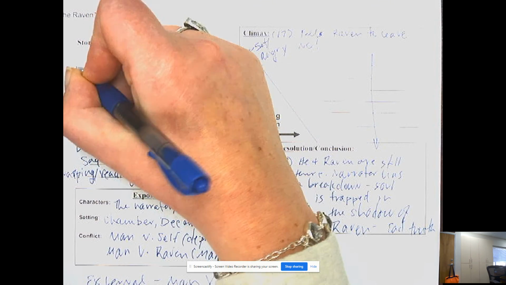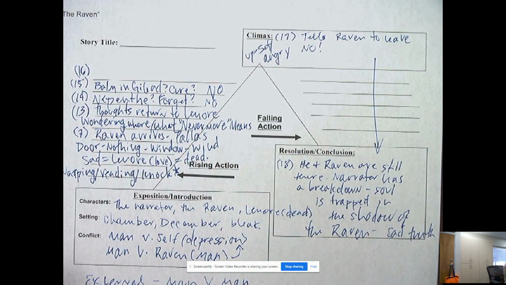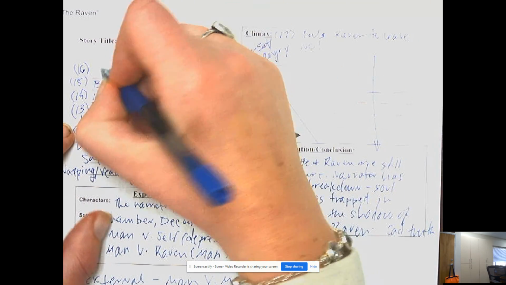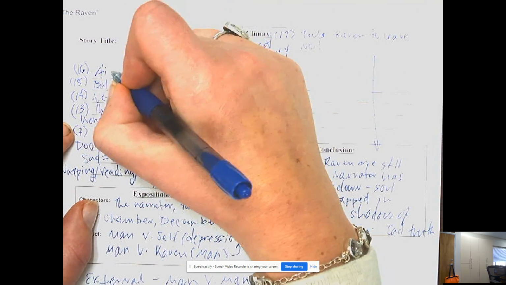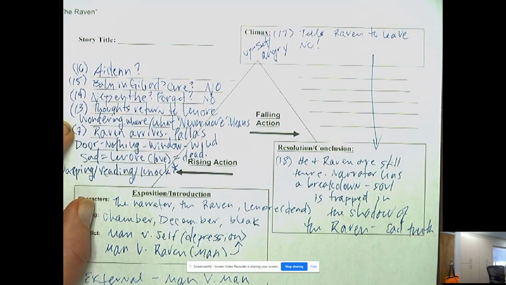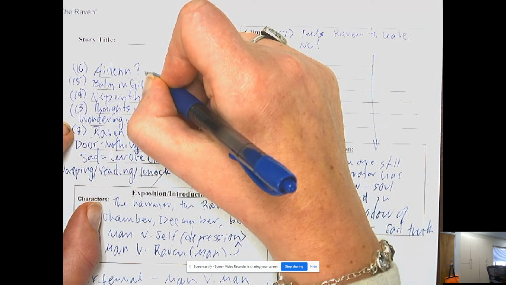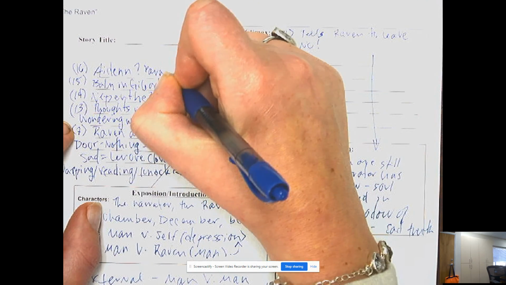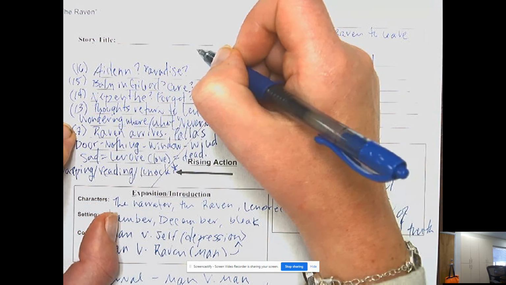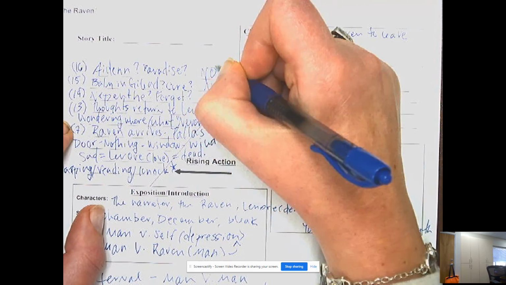Stanza 16, he finally says, okay, there's no drug, there's no balm or cure. I'll at least see her in Aidenn. When I die, I'll see her in the afterlife, right? Like, that's pretty obvious. I'll see her in heaven or paradise when I die, because she's already dead, so I'll see her. The raven says, nevermore. He says, no.